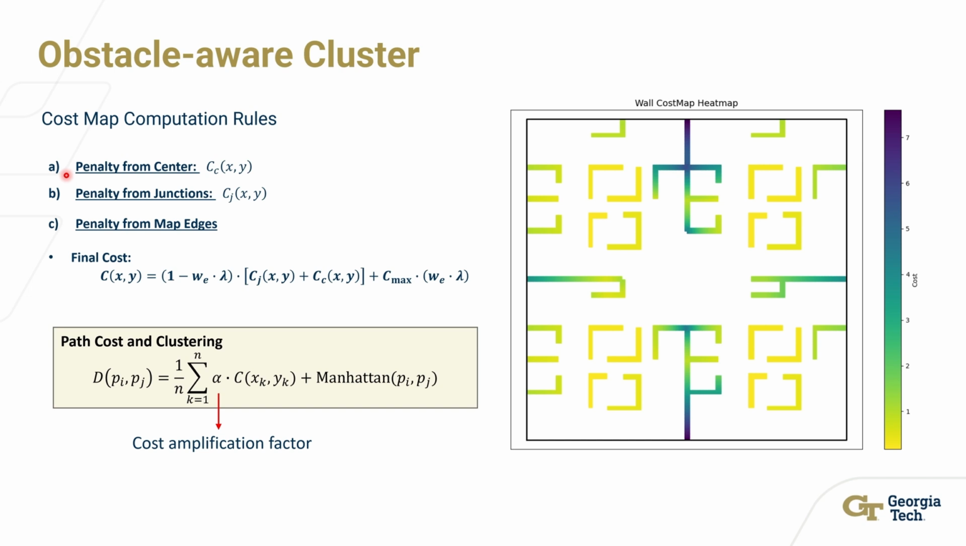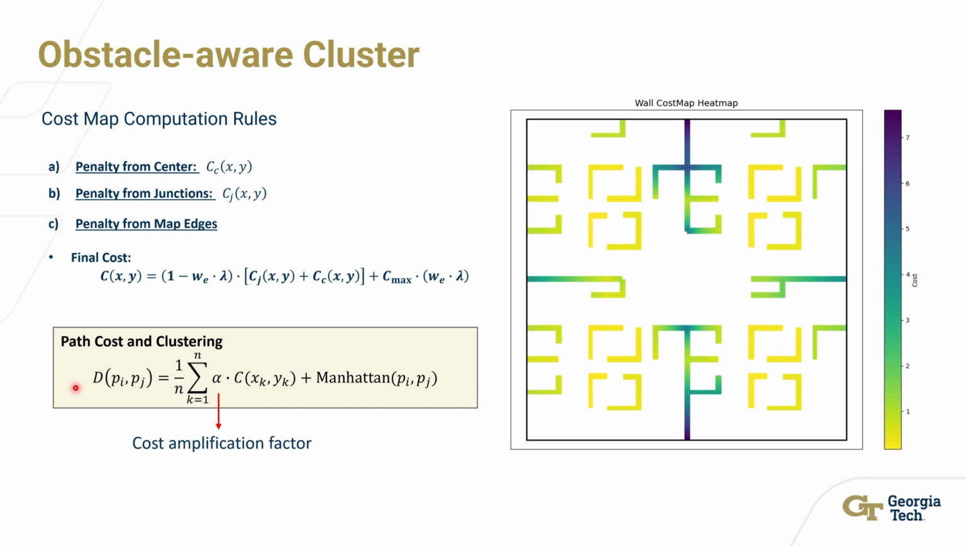The tasks near the center of a wall may require significant detours to get to the other side of the wall. The second penalty is the junction penalty, since intersections between walls are likely to cause deadlock. And finally, the map edge penalty: if a wall is connected to the map boundary, robots cannot get through it.